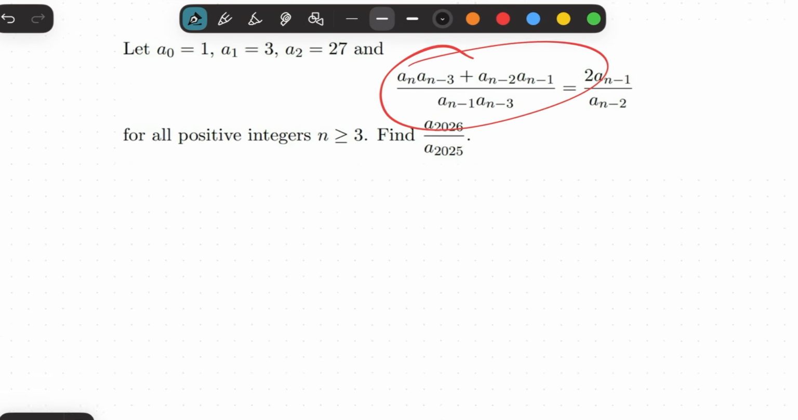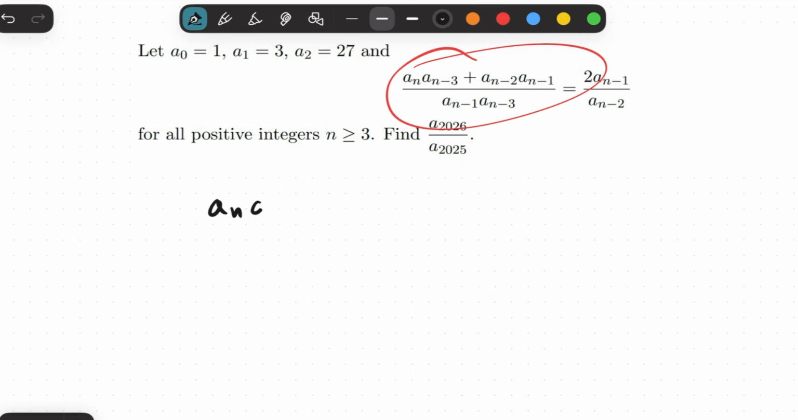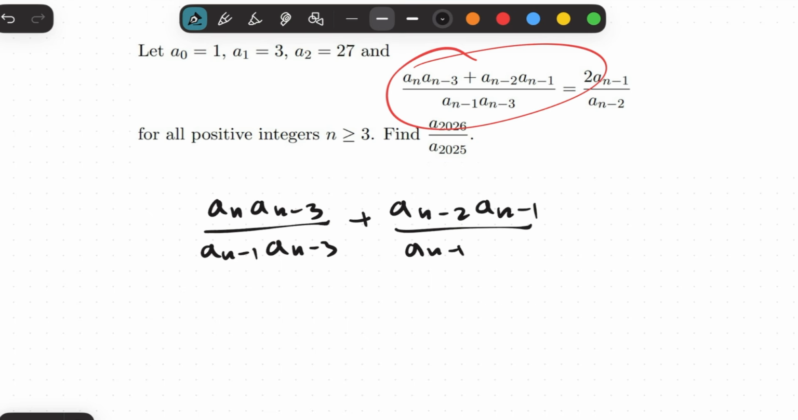If we split up this fraction, well then we just get a_n times (a_n minus 3) over (a_n minus 1) times (a_n minus 3). And then this is plus (a_n minus 2) times (a_n minus 1), right? We're just splitting up the fraction according to the denominator, right? And this is still equal to 2a_n minus 1 over a_n minus 2.